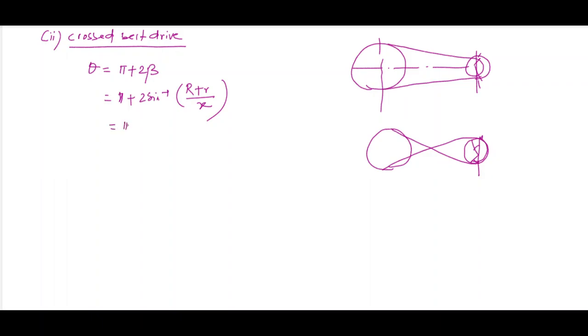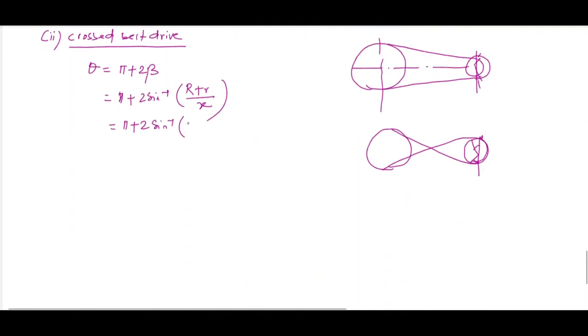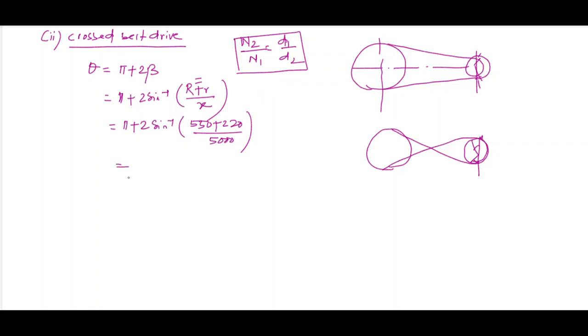So you'll have pi plus 2 sine inverse of, capital R was 550, I think, yes, 550 plus 220 divided by 5000. You can get this using the relation N2 by N1 is equal to D1 by D2. Okay, you can find out. So you'll get this theta as 4.22 radian.